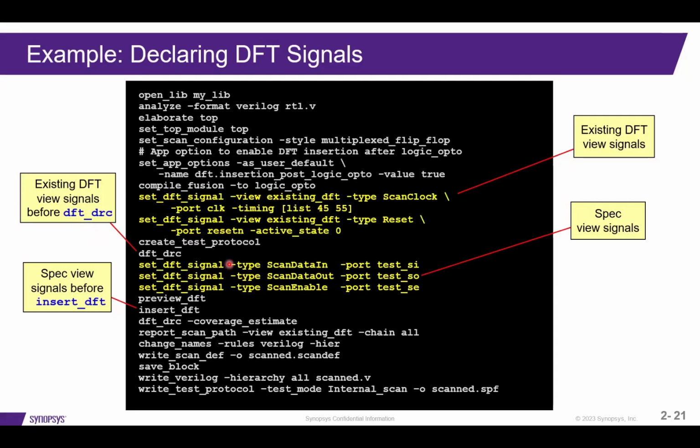I then define the spec view signals using set DFT signal -type scan data in, scan data out, or scan enable. Notice that I did not specify -view spec because that is the tool default. These signals need to be specified prior to insert DFT. In a typical example, or for readability purposes, you may put all the set DFT signal commands prior to the DFT DRC command. So in these view spec settings, I could combine them and put them all before the DFT DRC command.